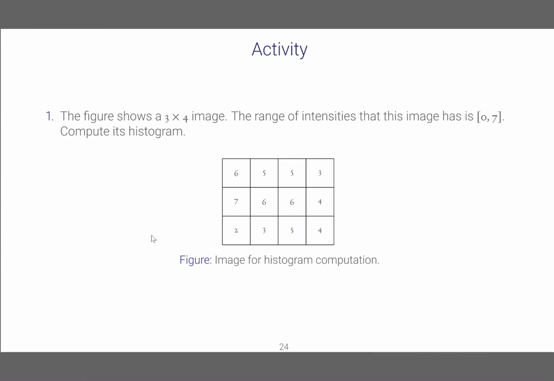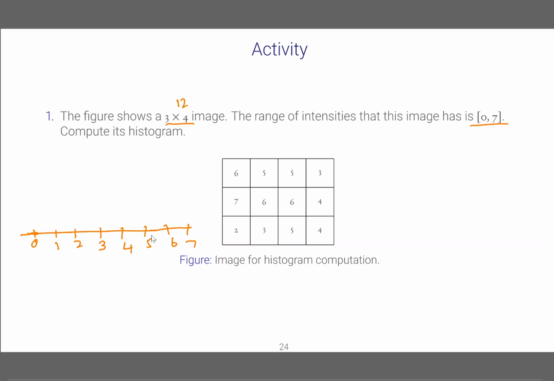Now let's do this small activity to construct the histogram for this 3x4 image. It has 3 times 4, 12 pixels. You can see that this is a 3-bit image, so the intensities are from 0 to 7 inclusive. We'll create this histogram, starting with intensity 0. How many pixels are there? 1, 2, 3, 4, 5, 6, 7. And then we have to do the counting with 0.